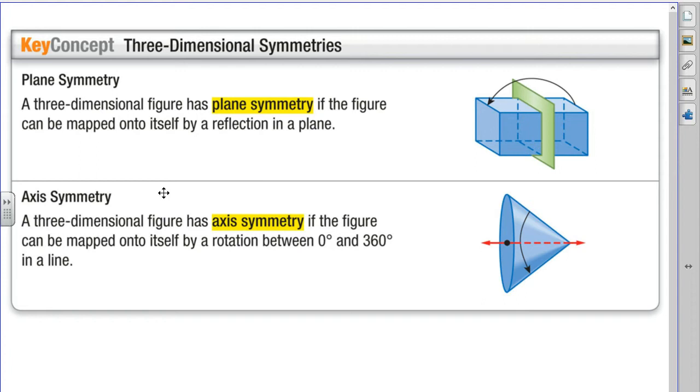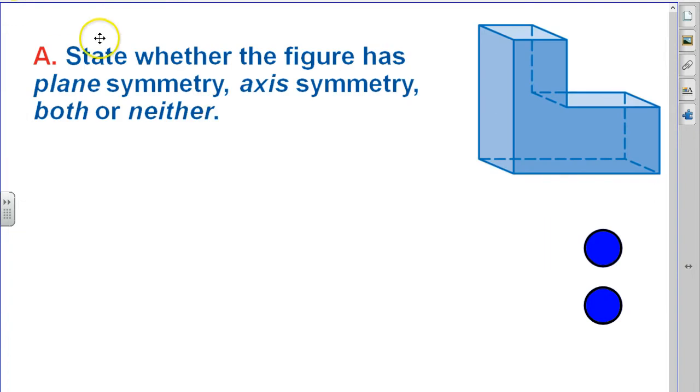Axis symmetry is the way we have line symmetry for 3 dimensions. So instead of reflecting across a line, basically what axis symmetry means is you could map the figure onto itself by rotation between 0 and 360 degrees about a line. More importantly, what you've got to think about is, is there a line that I could rotate it about that would give me the same figure again? Okay, we don't care about the degree as much as just does it have it, because it's hard to see sometimes. So here's the first problem.